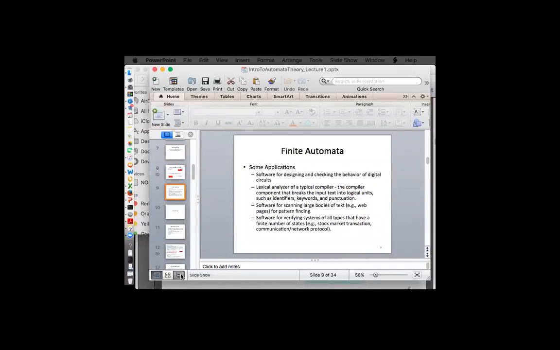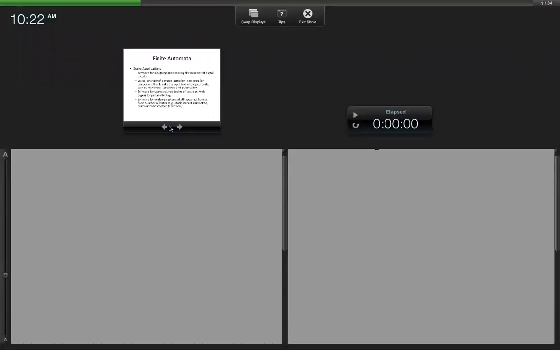Now the applications. The application of finite automata, this is going to be very vague, but just bear with me. The theory of computation is going to be more useful if you're working on things like compilers, designing languages and things like that.